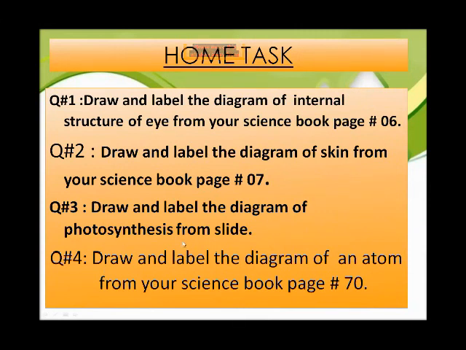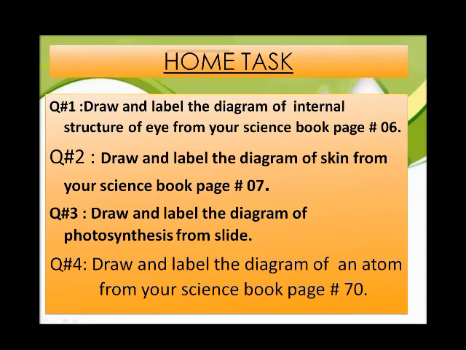Question number 3, the photosynthesis question is not in our book, that is why I told you that you can take it from the slide, you can also use reference books for the photosynthesis process, and you can also use the internet. Okay. So number 4 question, draw and label the diagram of an atom from your science book, page number 17. Okay. So the fourth picture you will draw in your science copy. First, internal structure of eye. Second is skin. Third, photosynthesis. And fourth one, the scientific diagram, that is an atom. Okay. So you will draw these 4 diagrams this week. Any question, any query, any difficulty, you can write in your journal.